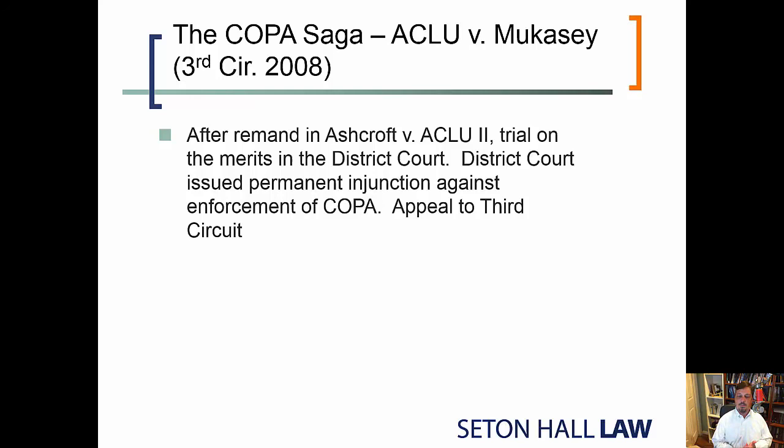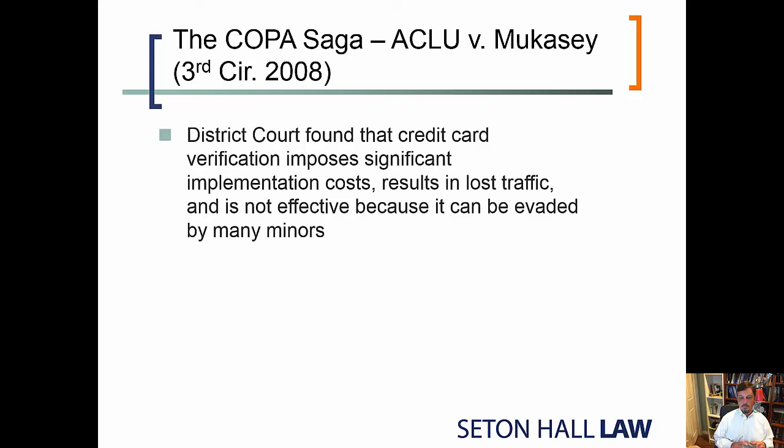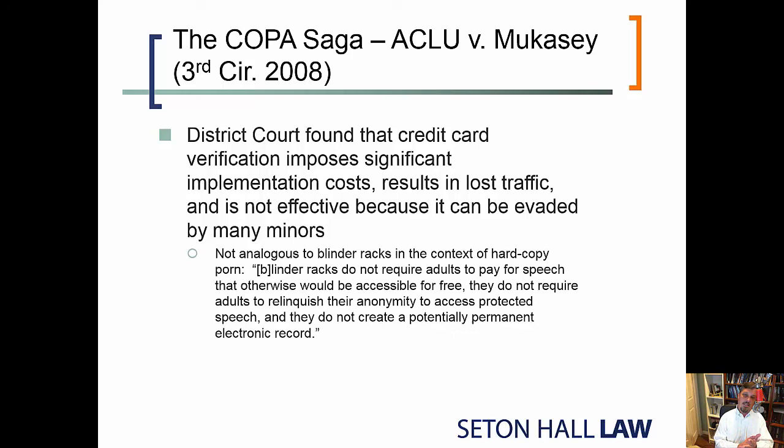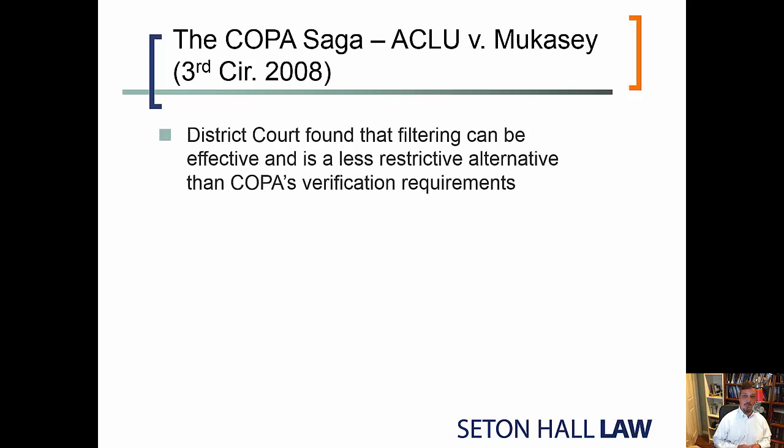That is appealed to the Third Circuit. After the trial, the district court found that the alternative, credit card verification, is very costly, that it results in lost traffic, and that it's not very effective because a minor can get around that too by taking their parents' credit card. There's an interesting argument there about whether some kind of credit card verification is like blinder racks. In other words, if there's a bookstore that has hardcore porn, it might be behind some blinds or behind a red door or something like that. And the court says that's not the same thing, because you have to have a credit card and pay to have access and relinquish your anonymity, which aren't things that you necessarily have to do in real space.